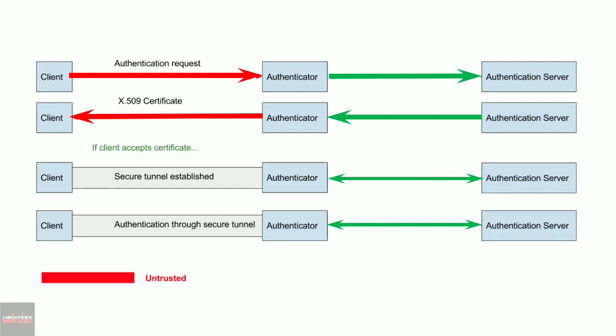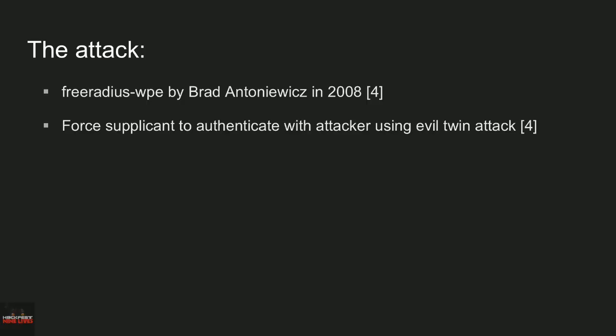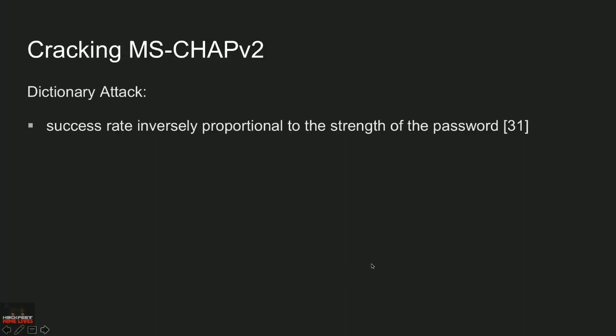At this point, you present the client device with an X.509 certificate. If the client accepts the certificate, a secure tunnel is established with you. And at this point, the client authenticates with you, and you're able to get an MS-CHAPv2 challenge and response, which can be cracked, and that gives you RADIUS credentials. This attack was first talked about by Brad Antoniewicz in 2008. It's been around for a really long time and hasn't really fully been addressed yet.